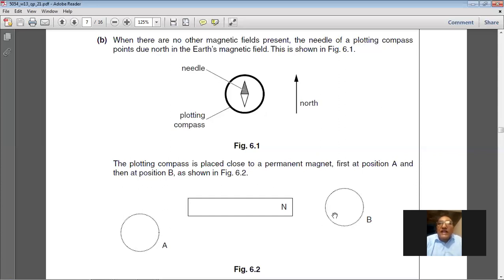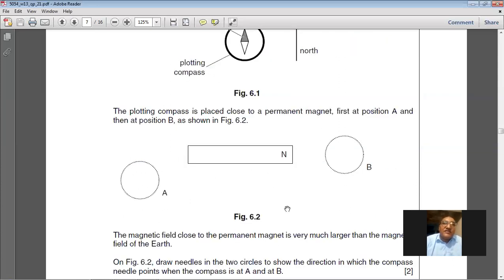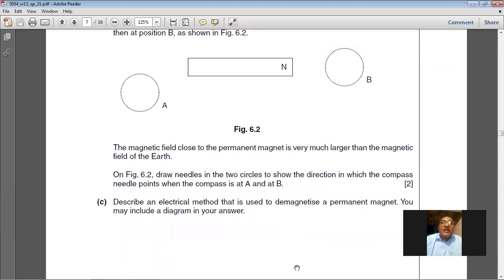If you put a magnetic compass here, because here we have the north pole of the magnet, the magnetic lines are going out from here. So the pointer of the magnetic compass, or magnetic needle, will be pointing to the right. The magnetic field close to the permanent magnet is very much larger than the magnetic field of the Earth. On figure 6.2, draw needles in the two circles to show the direction in which the compass needle points when the compass is at A and at B.